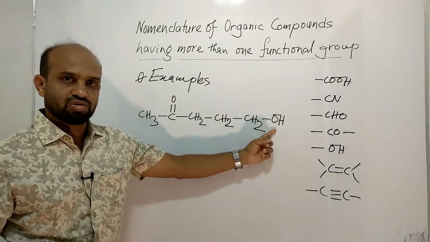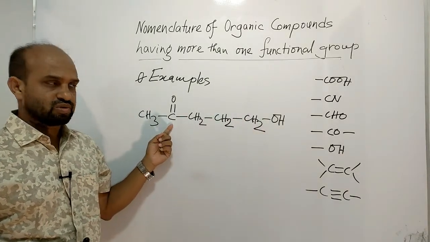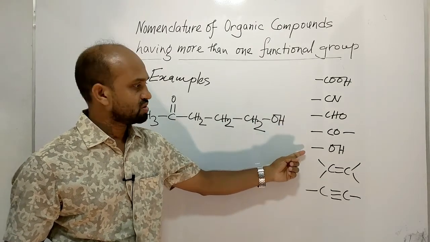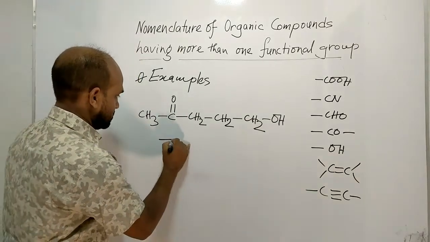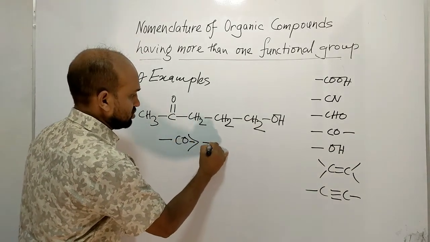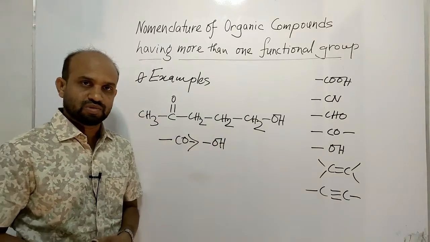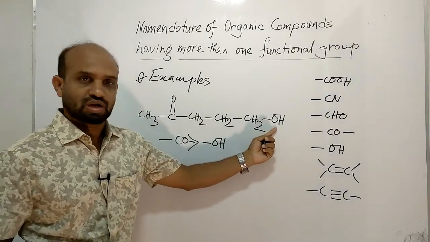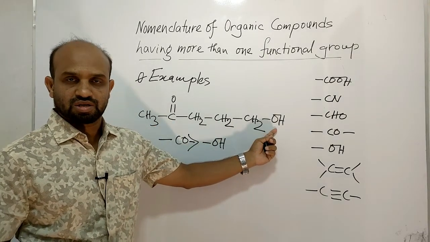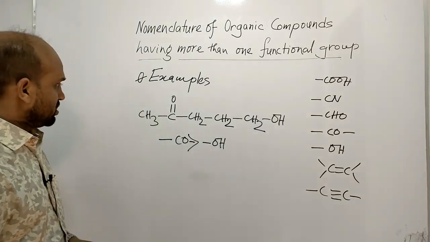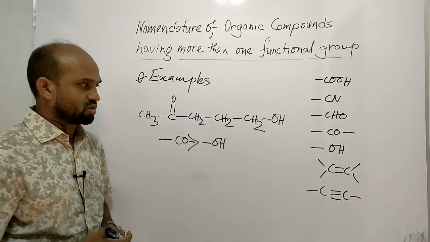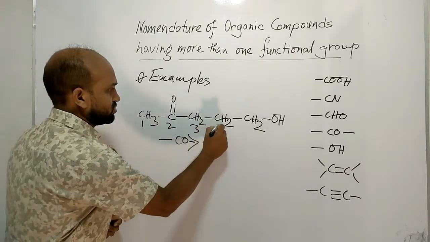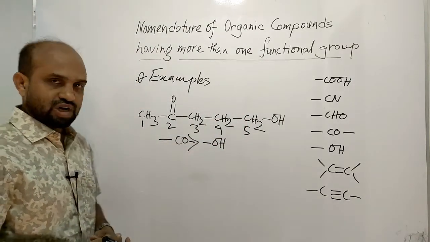One is hydroxyl group, another one is ketonic group. From the priority series we can see ketonic group is prior to alcoholic group. Ketonic group is prior to alcoholic group. Now this compound will be ketone and this hydroxyl group will be here substituent. First of all, carbon atoms are numbered to name this compound, and it is numbered from the left 1, 2, 3, 4, 5. 5 carbon atoms.